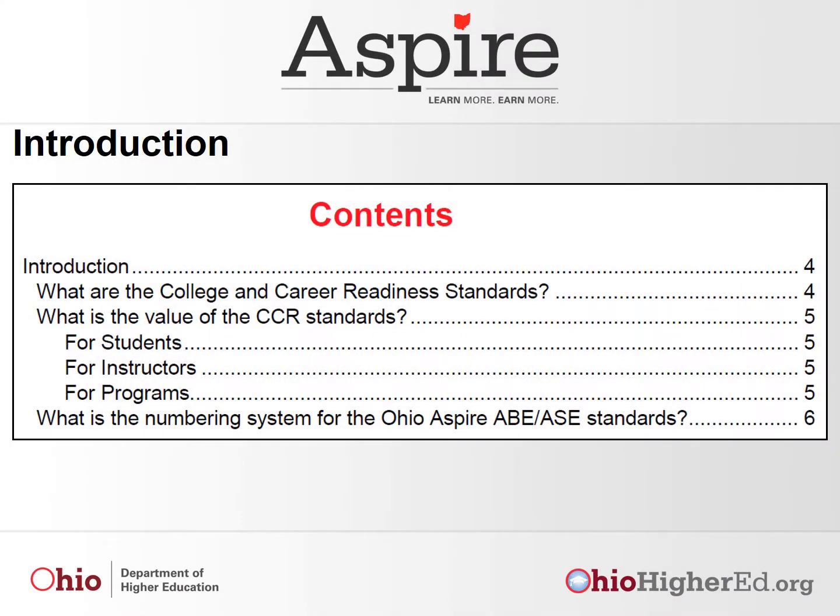The first main section of the standards document is the introduction section. This section explains the purpose of the document, background information of the College and Career Readiness Standards, upon which the Ohio Department of Higher Education ABE/ASE standards were based, an explanation of the value of the CCR standards, and the numbering system for the Ohio ABE/ASE standards.